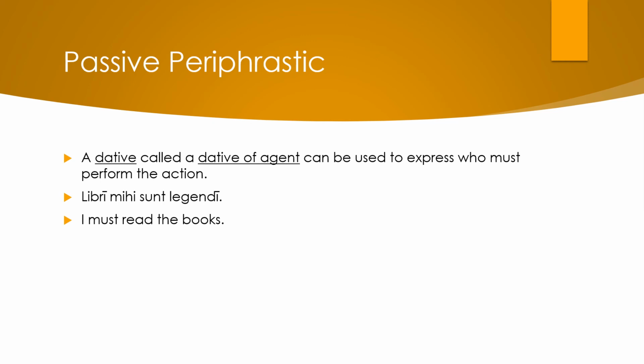Now, notice that in this sentence, libri, books, is no longer translated as the subject. We could choose to translate this sentence in a much more awkward fashion where we kept libri as the subject, and we could translate it something like, the books must be read for me. But that is a very awkward English translation, so we're going to want to rearrange the sentence some and make it sound a little bit more cohesive. And that's why we see a sentence like, I must read the books.